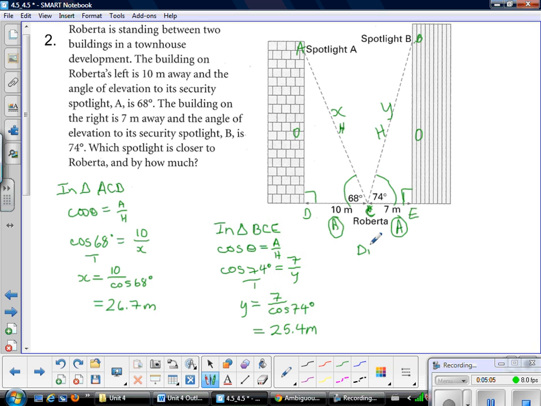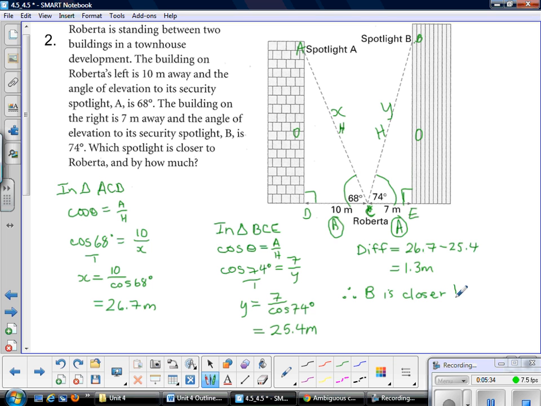So the difference here is going to equal 26.7 take away our 25.4, for a grand total of 1.3 meters. So my therefore is, therefore, B is closer by 1.3 meters. All right, let's look at the next question.